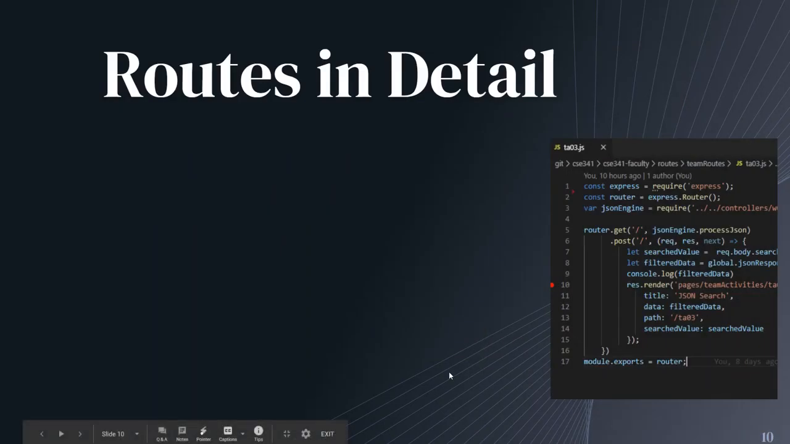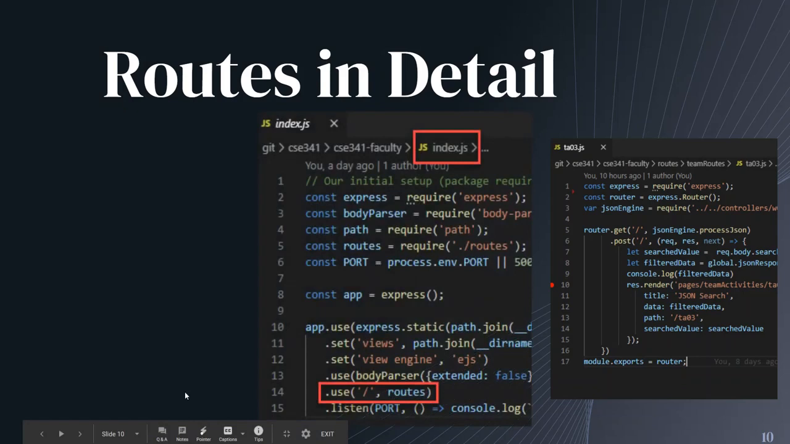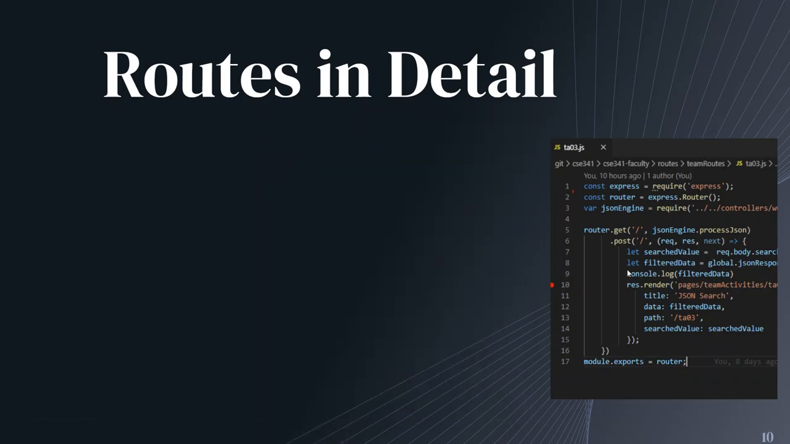Okay, routes in detail. So we looked a little bit at this, but this is just in my team activity 03 file. So however this page was loaded, however it's connected to the other routes in my application, this just says that it's going to be the home page for my team activity 03. And when we hit that link, then we'll go ahead and run this process JSON. If we hit it with a post, then it'll go ahead and render this page, and it'll pass this data to that page to load on that page.